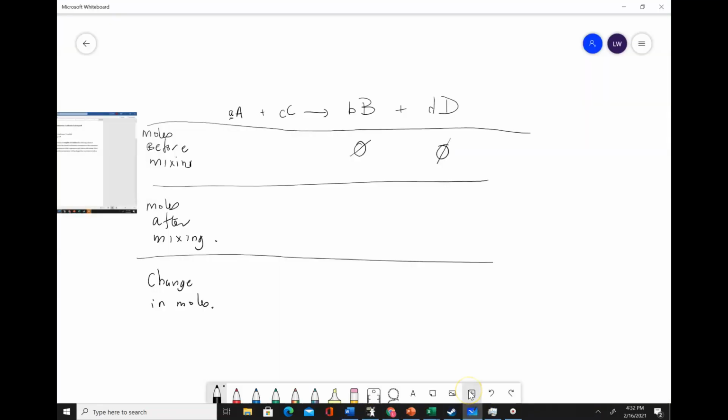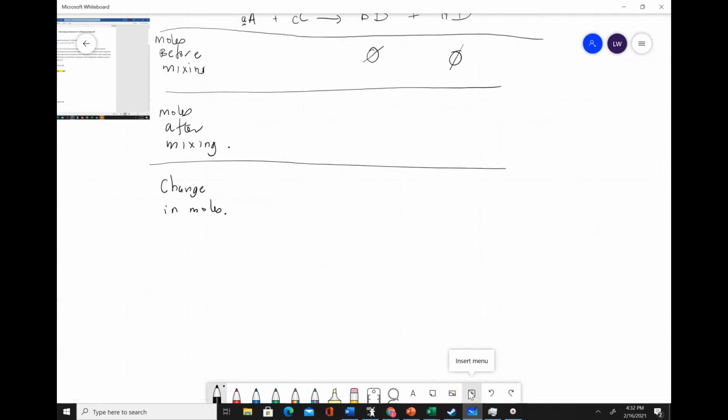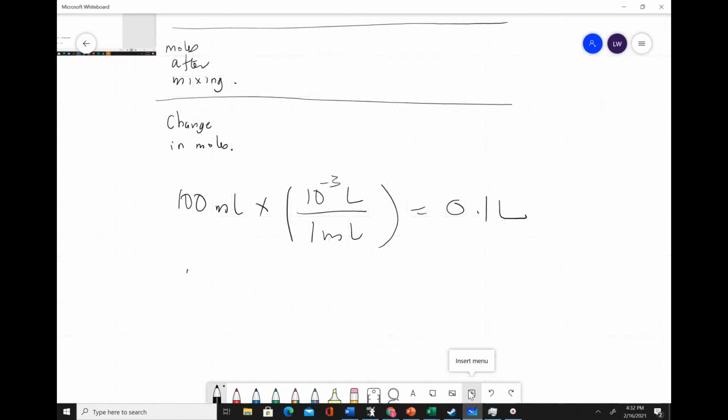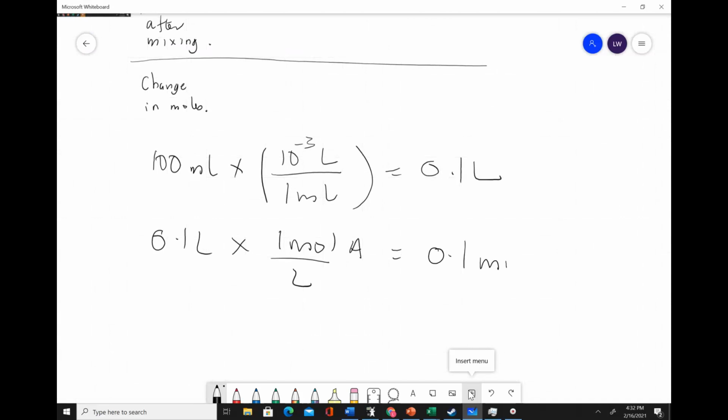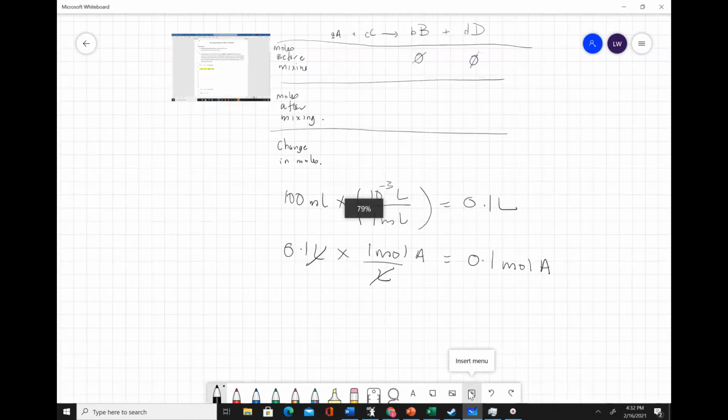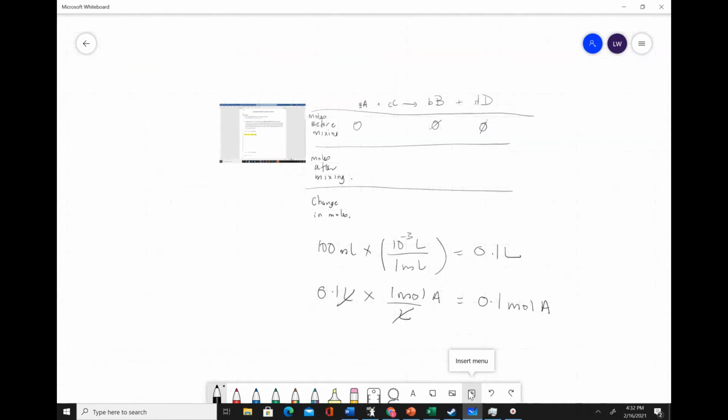So 100 mils is the same as 0.1 liters, right? Because we get 10 to the minus 3 liters for every 1 milliliter. So I started with 0.1 liters, and then my concentration was 1 mole per liter, 1 mole of A per liter. So I began with, you guessed it, 0.1 mole of A. There it is. Okay. So I had 0.1 mole of A.